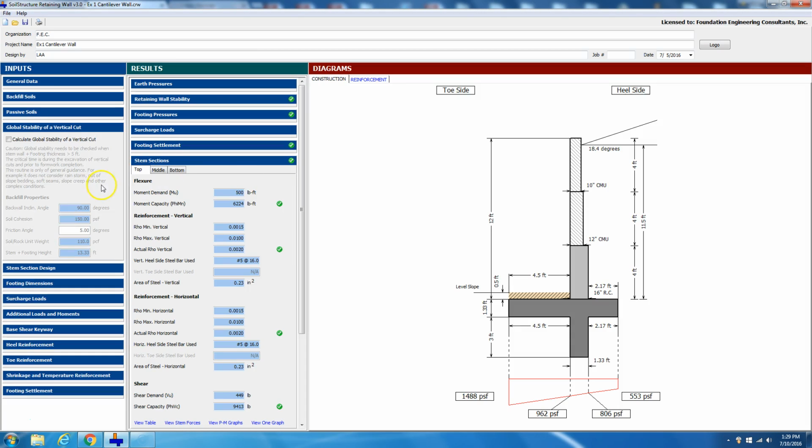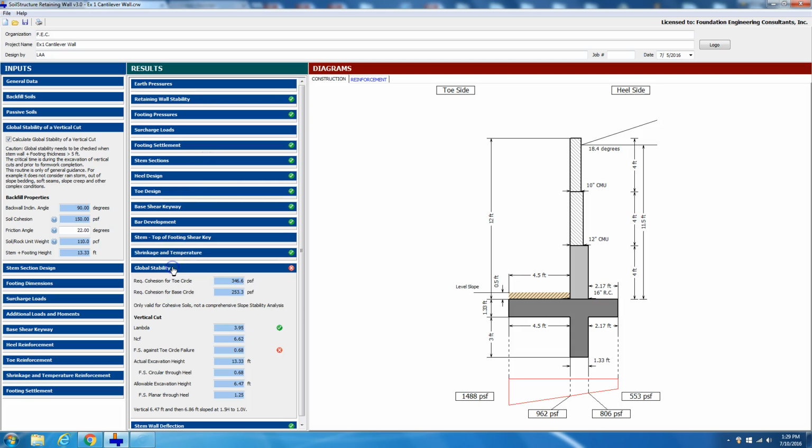Global stability of a vertical cut. This is really ideal for somebody with a more geotechnical background. If we click on it, you need the wall friction angle. Say in this case it's cohesive soil, let's say plastic silt with some clay, 22 degrees. Then you go to the global stability, and you can see red. What that means is the program is saying that you can cut vertically up 6.47 feet, and then you have to slope the remaining height at 1.5 horizontal to 1 vertical. Most people say 1 to 1, but that's too steep for a 22 degree soil. So that's why it's failing.